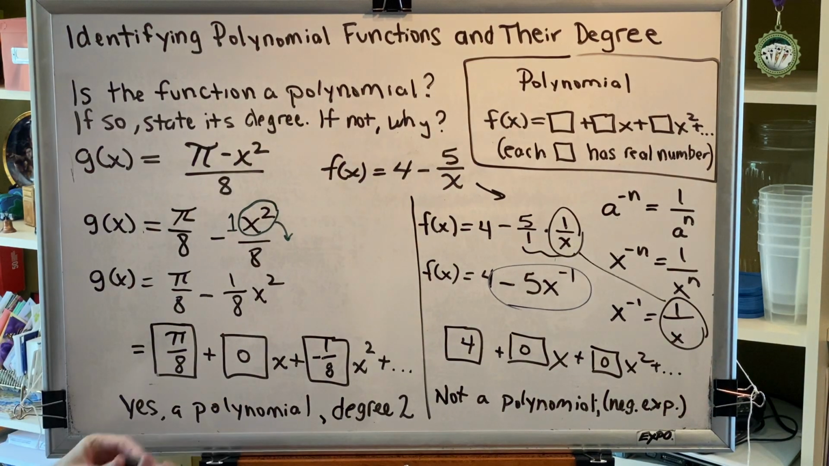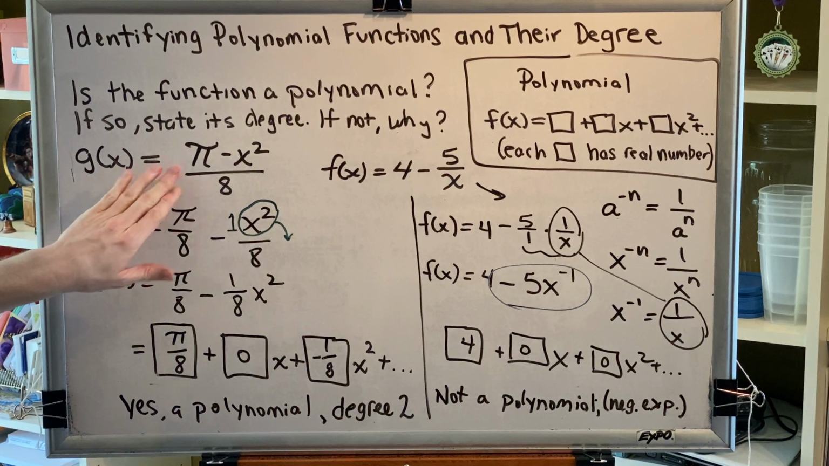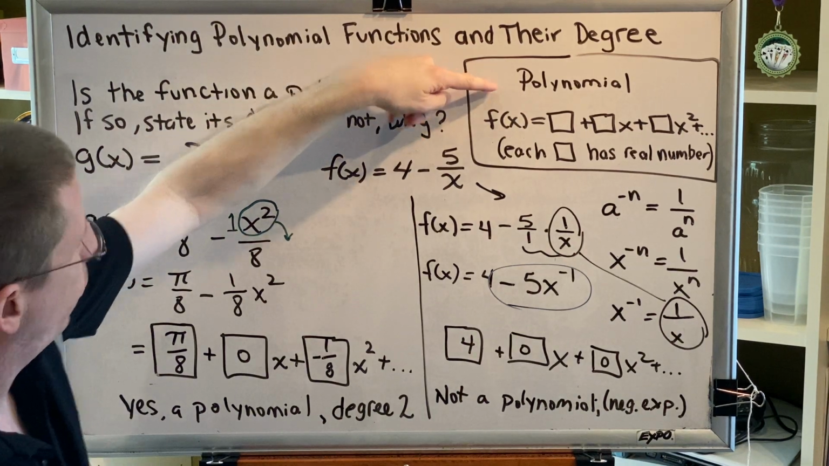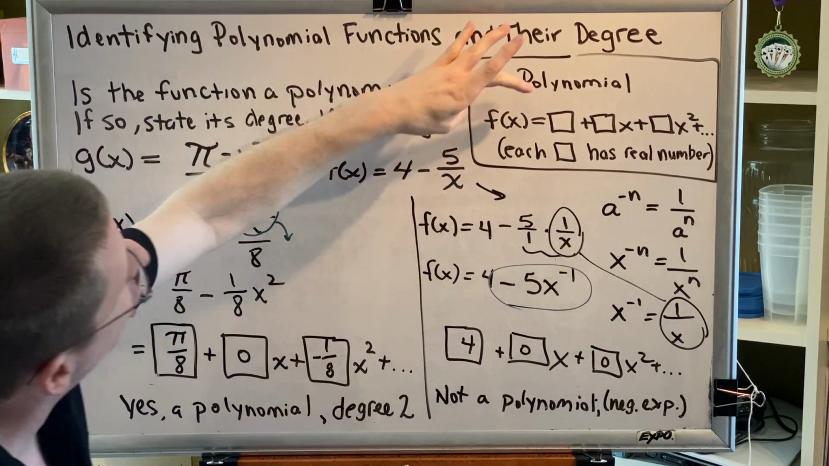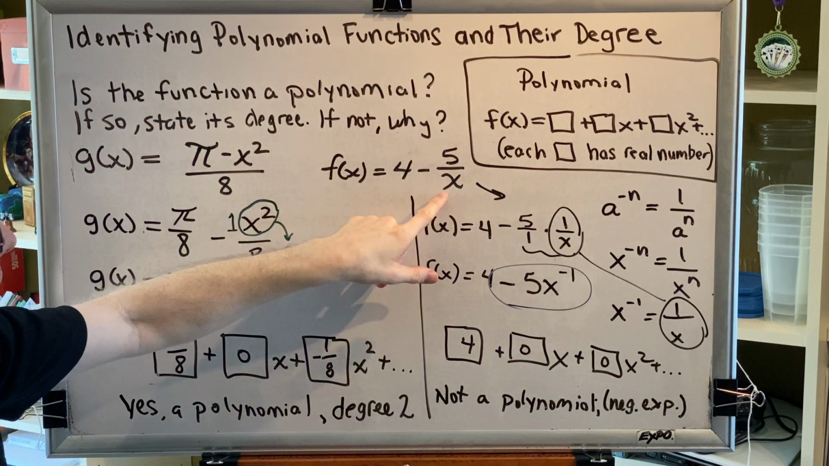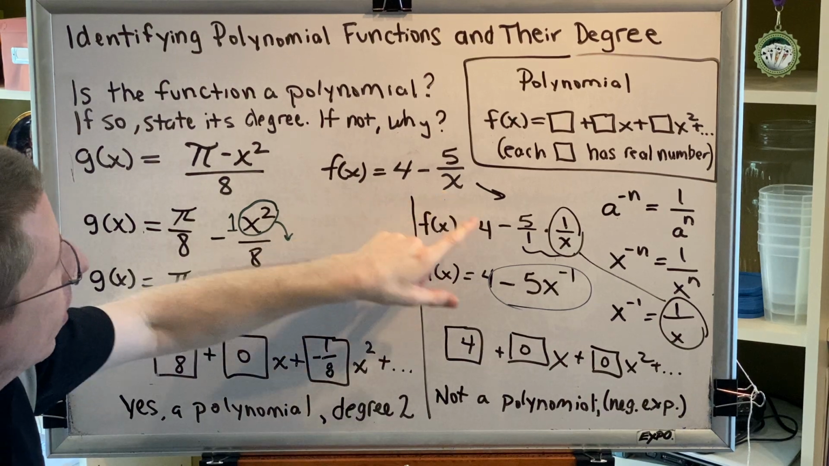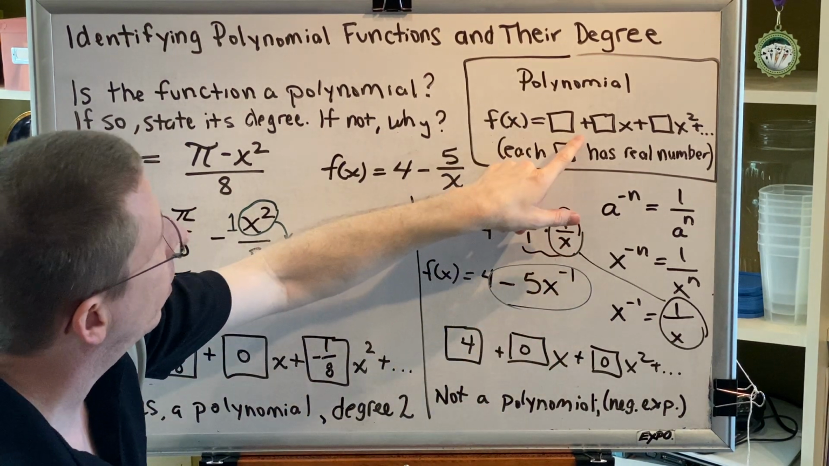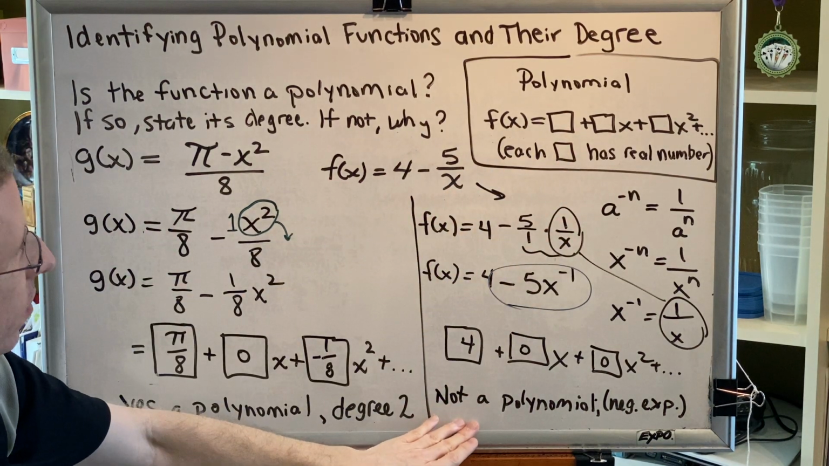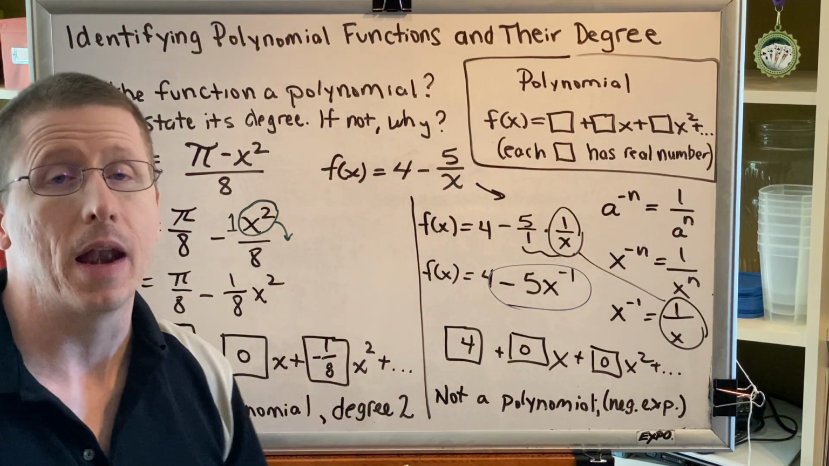All right, so there we go. We have solved this problem. Let's just briefly summarize. G of x was able to be rewritten in this form, and therefore it is a polynomial of degree 2. F of x could not be rewritten in this form because getting the x outside of the fraction meant revealing that there is a negative exponent, which is not allowed based on the definition. Therefore, this was not a polynomial because of that negative exponent.